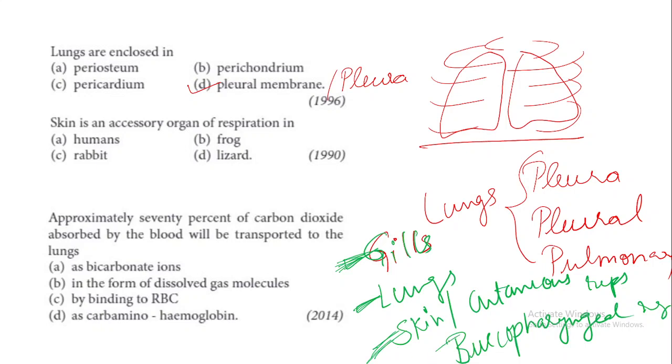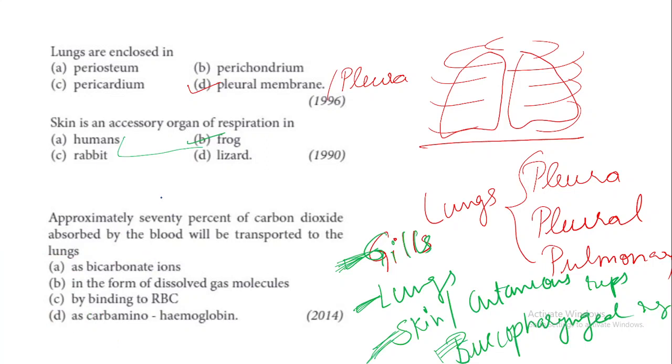Frogs also exhibit buccopharyngeal respiration. We have already seen in the synopsis how they carry it out. So the right option here is that skin is an accessory organ of respiration in the frog. In humans, we know they respire through lungs. Rabbits and lizards also respire through lungs, because all three are terrestrial organisms, which can respire only through lungs. Moving on to the next question.